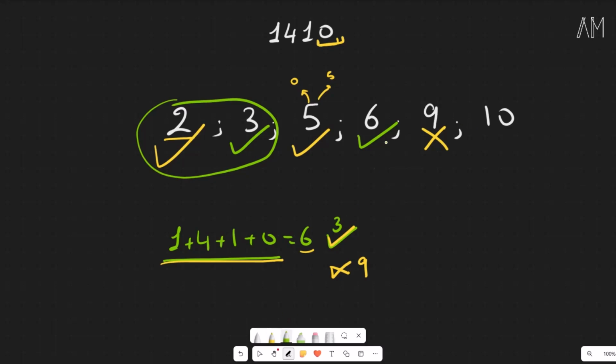And the easiest one, if a number ends with a 0, it means for sure it is divisible by 10. And that'll be it for this video.